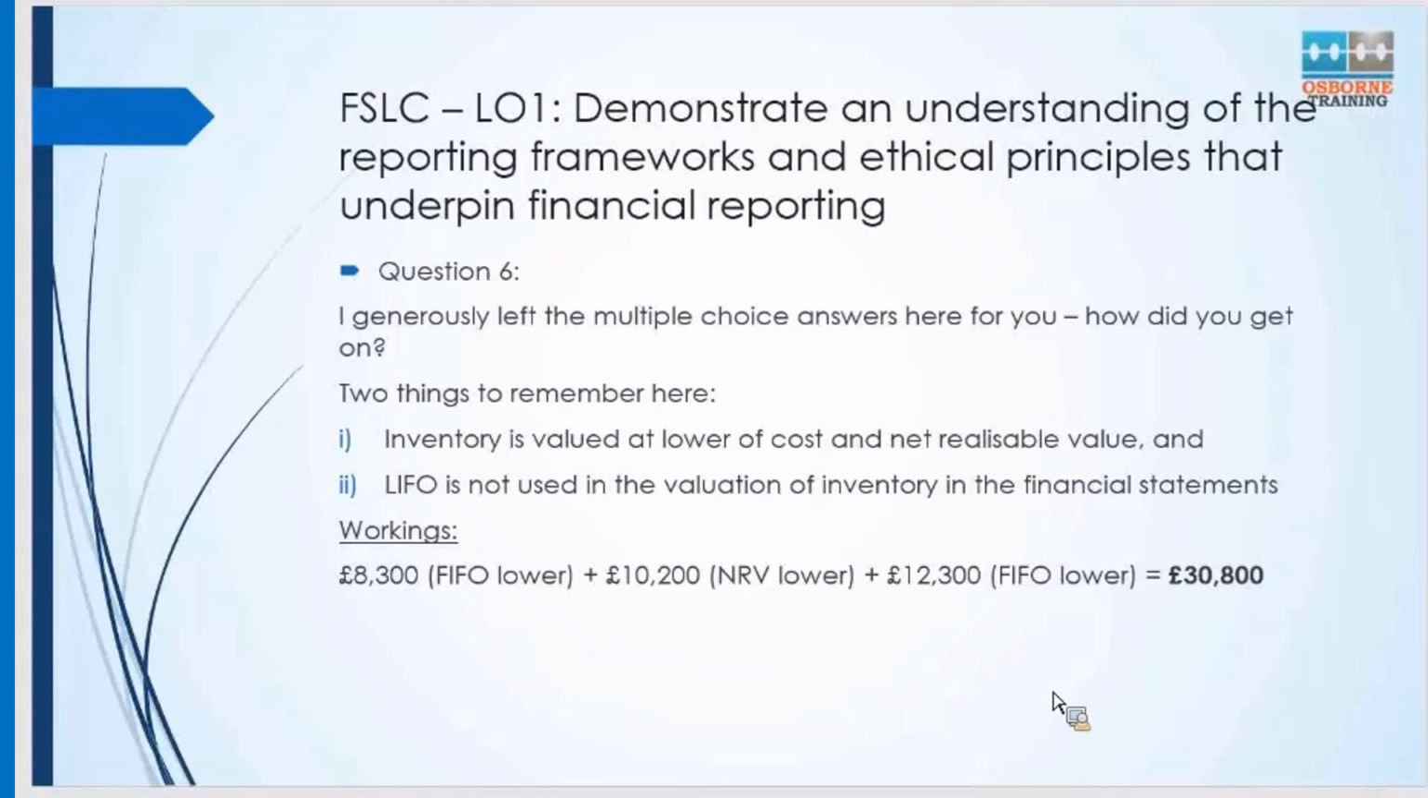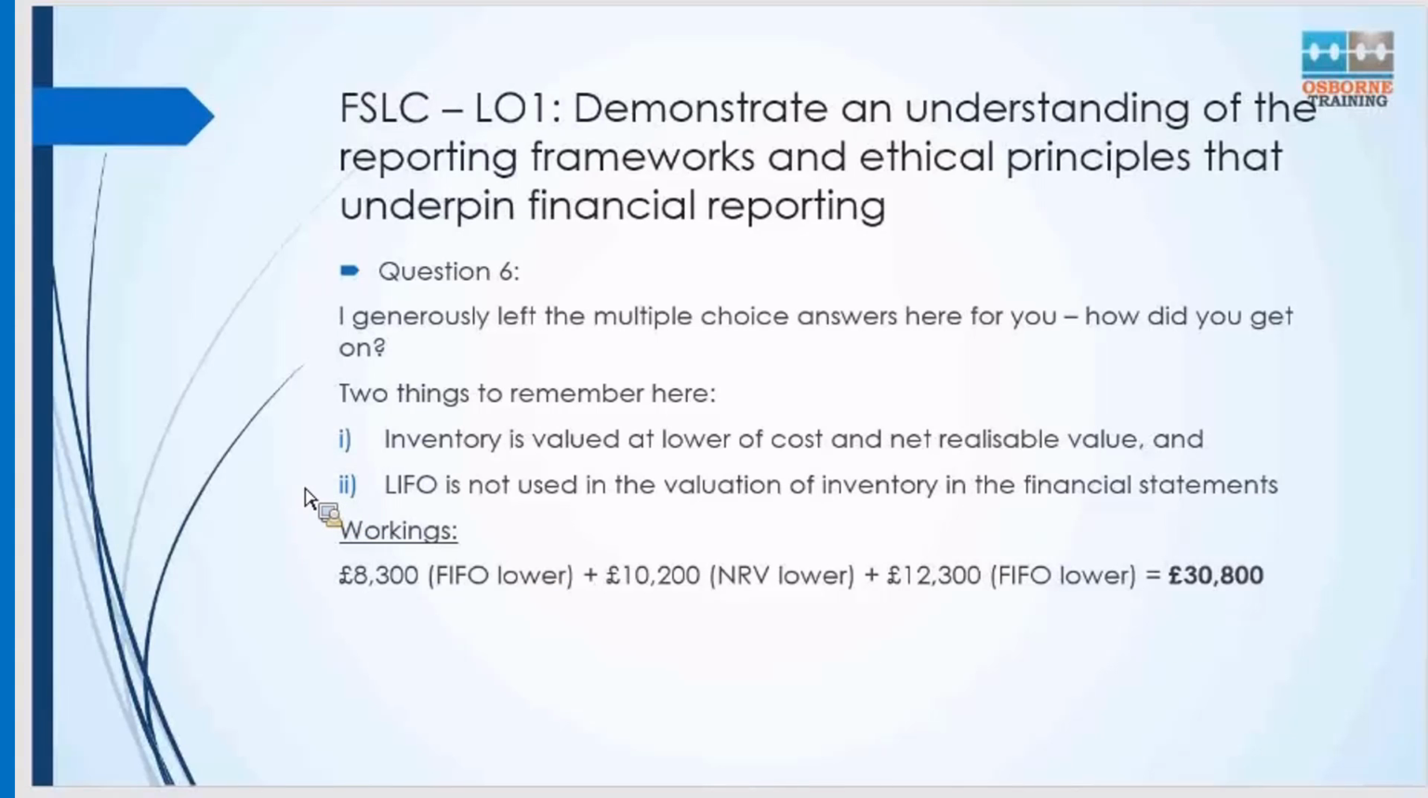So your final answer was £30,800, and there are the workings for you. So 8,300 plus 10,200 plus 12,300. Your lower of cost or net realizable value for each of those areas. So that was that question.